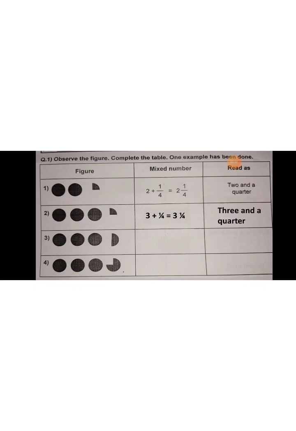Let us see the next figure. We are having 3 whole parts and one small piece of 1/4 part. So that is 3 plus 1/4 part is equal to 3 and a quarter, or 3 and 1/4. We read it as 3 and a quarter, or we can say 3 and 1/4. So it is a mixed fraction. Now the rest of the exercise you will copy in your rough book and write the answer.